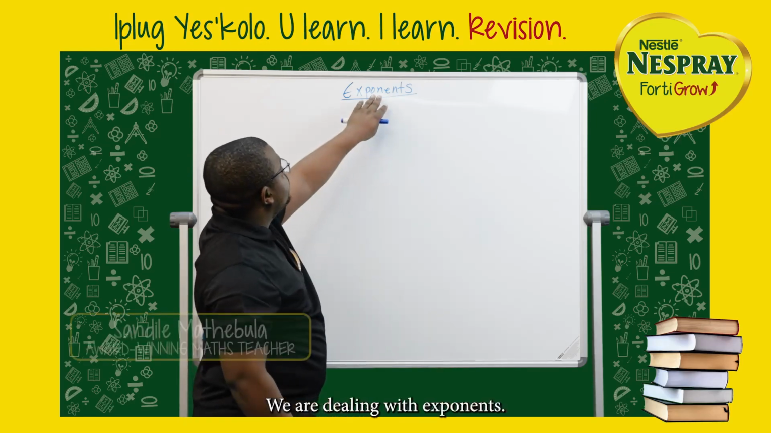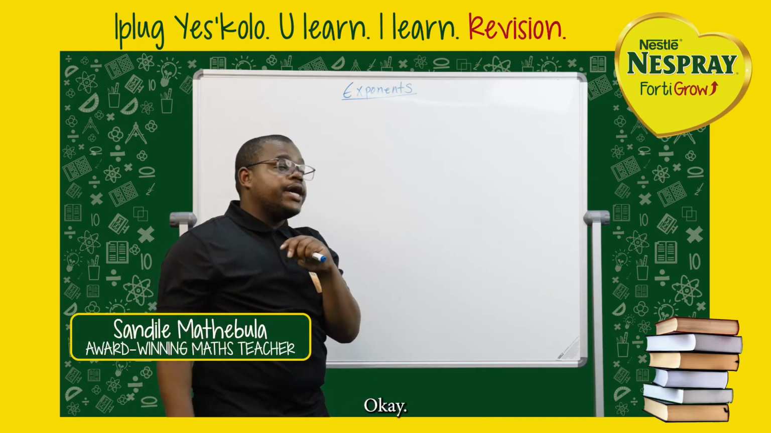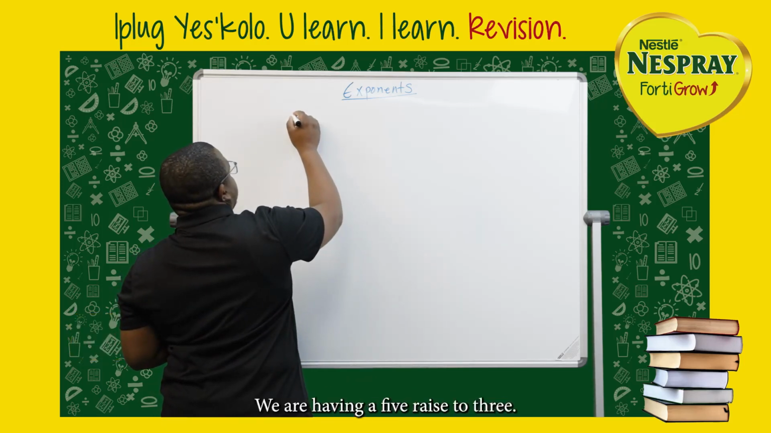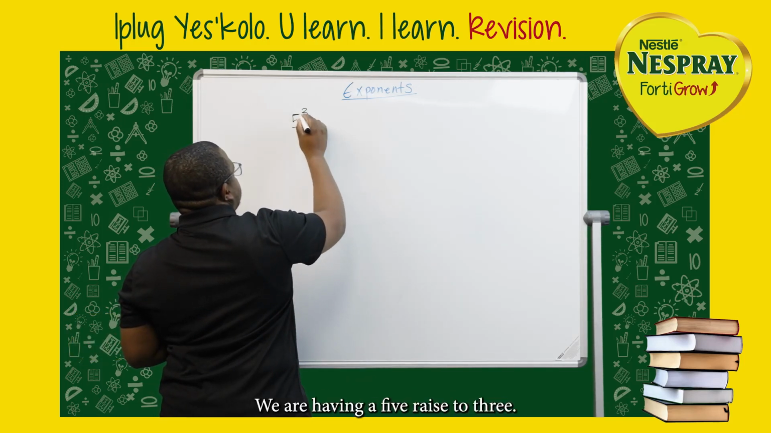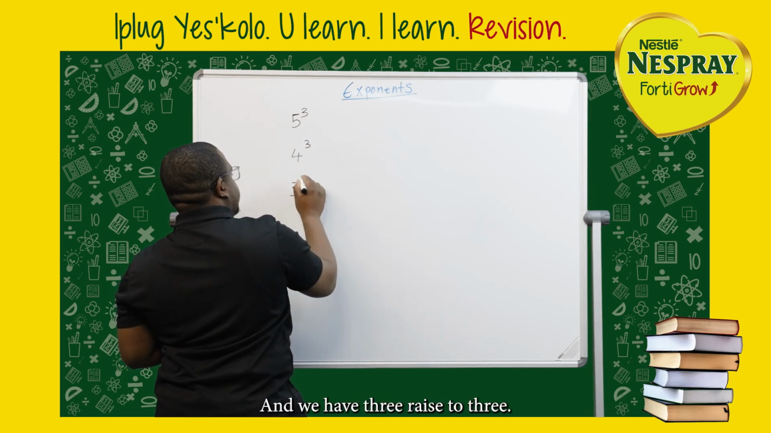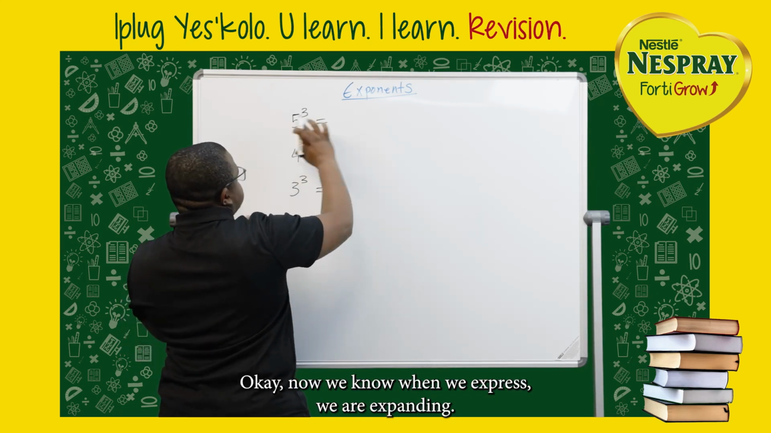Okay, we are dealing with exponents, grade number 7. Now let's check something. Let's say, express the following: we have 5 raised to 3, we have 4 raised to 3, and we have 3 raised to 3. Now we know when we express, we are expanding.